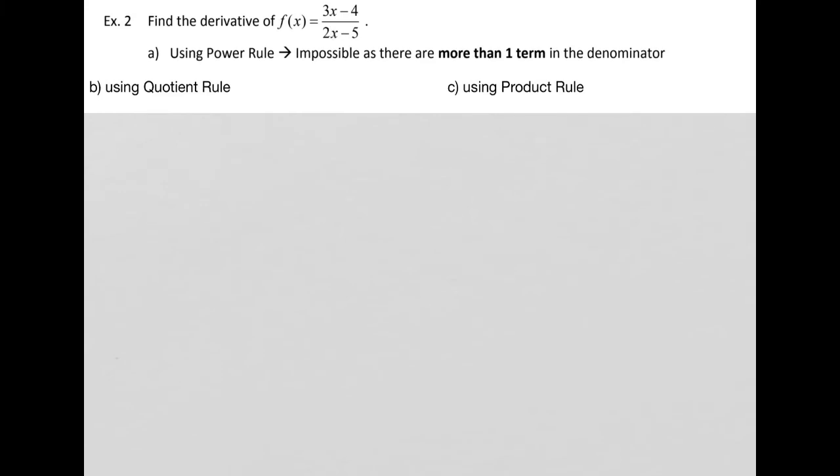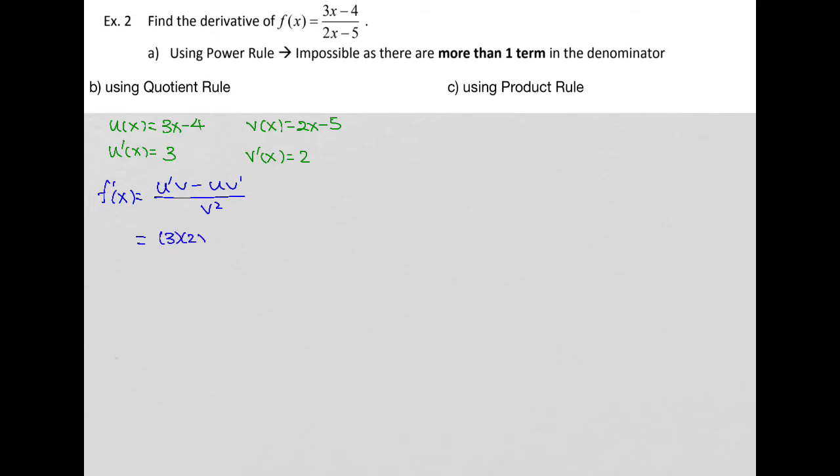Now let's try to use the quotient rule first. So let's define our functions u and v. So u will be the numerator, 3x minus 4. So u prime will be 3. And v is 2x minus 5. That means v prime will be 2. So using the quotient rule, we know f prime will be u prime v minus u v prime, divided by v squared.